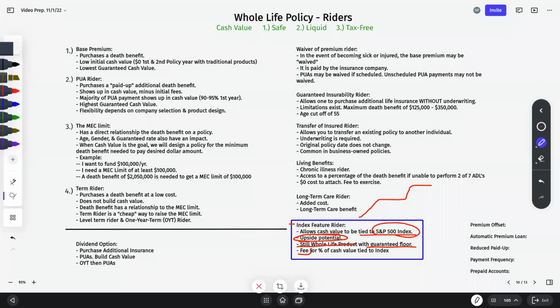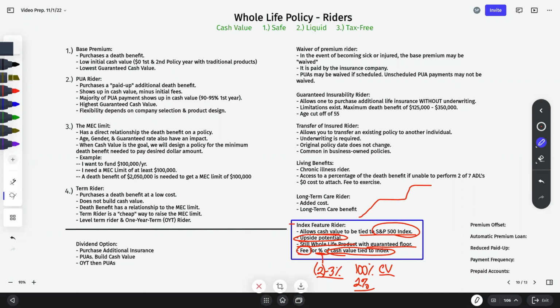Now, what I will add here is there is a fee for the years we want to use this indexed rider, and how that fee works is that it is a percentage, and it's a percentage of your cash value that is tied to the index. So what I mean when I say that is the fee, you'll see it typically range between 2 and 3%. It's usually at 2%, but companies do reserve the right to increase it. And if I have 100% of my cash value tied to the S&P 500 index, then that 2% fee will be assessed to 100% of my cash value.